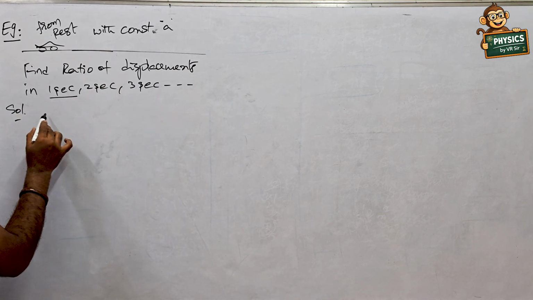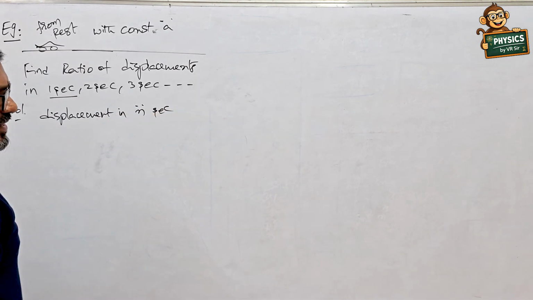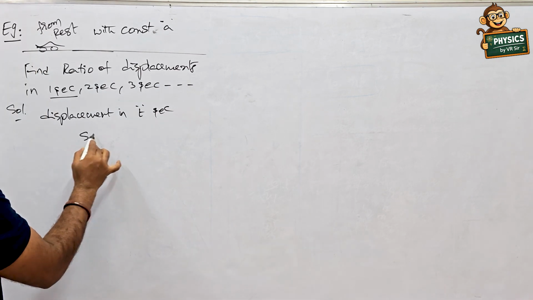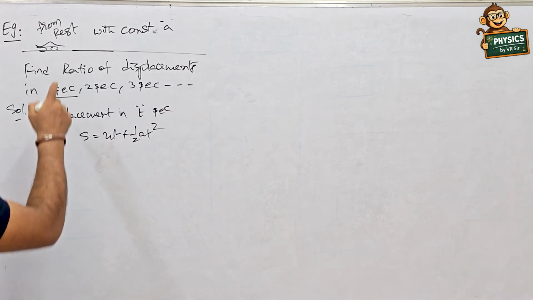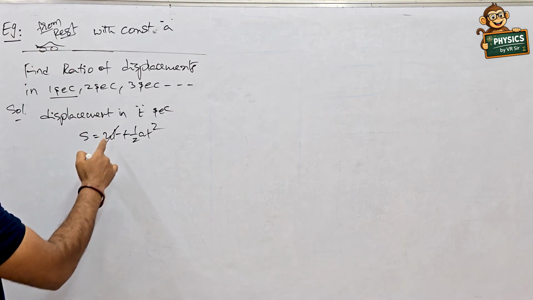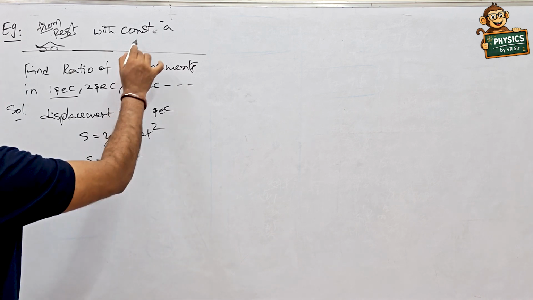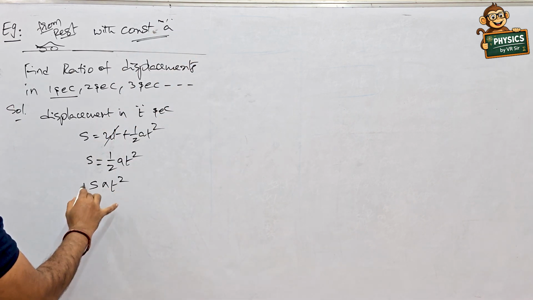Now we know clearly the displacement in n seconds or t seconds. How do you write displacement in t seconds? S is equivalent to ut plus half at square, right? Now anyway it starts from rest, so initial velocity is 0. This term is 0. So S is equivalent to half a t square. Of course, acceleration is constant, therefore displacement is directly proportional to t square.